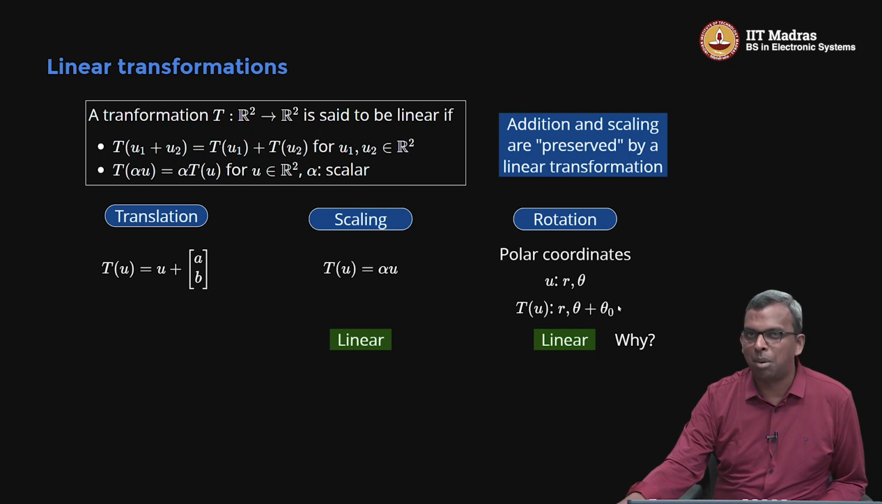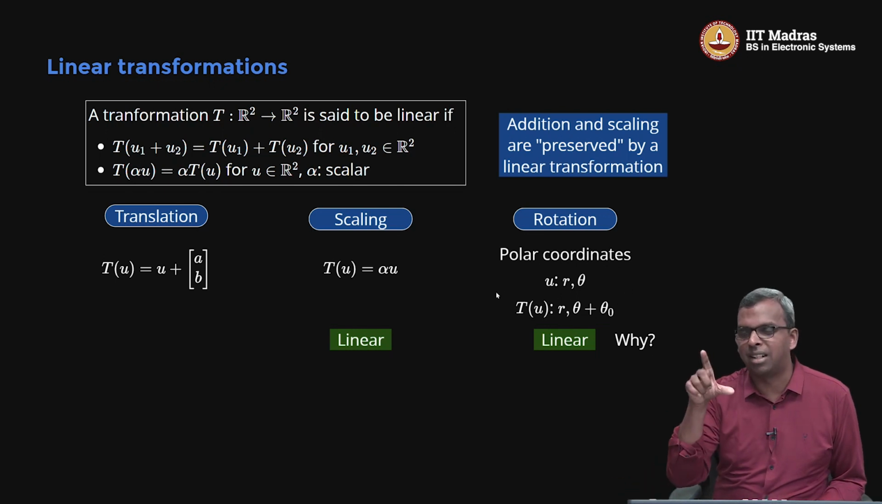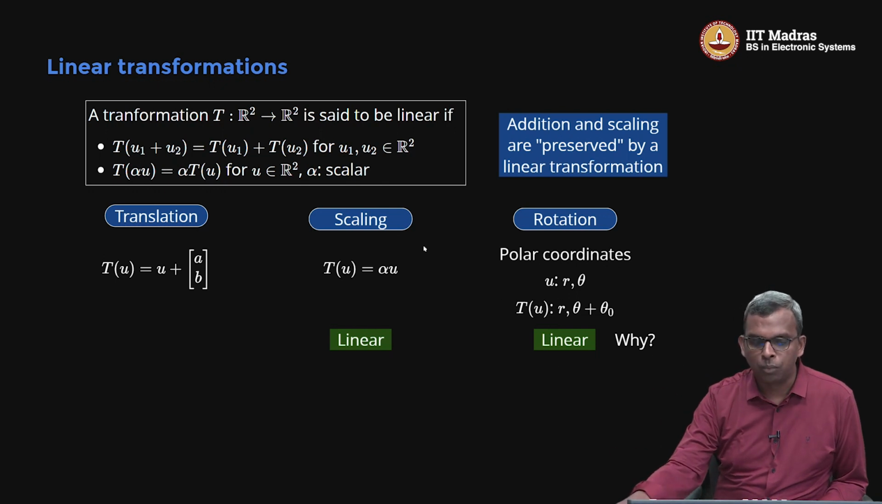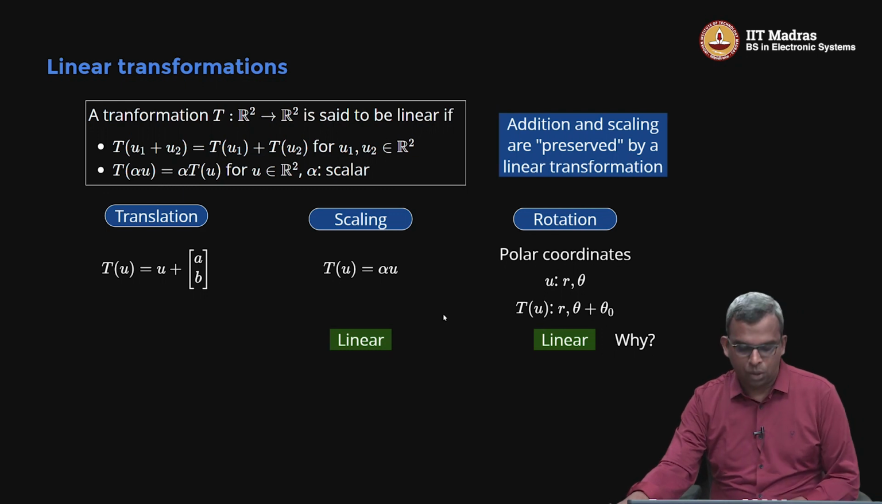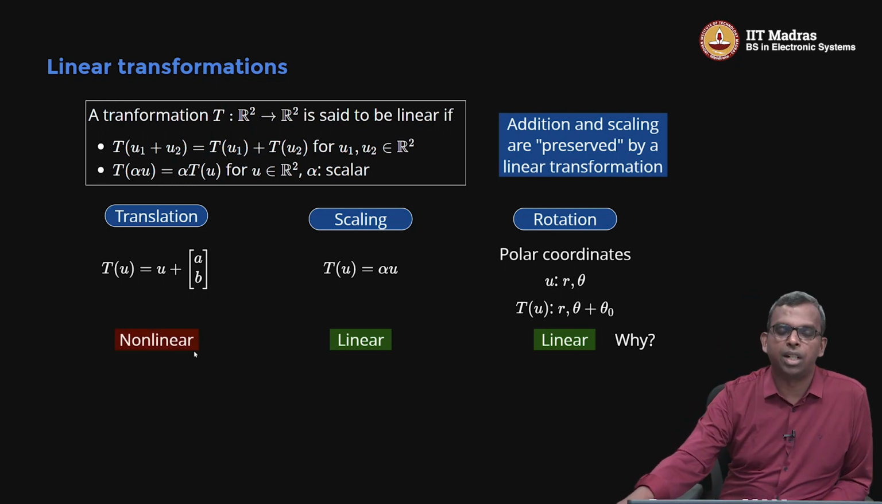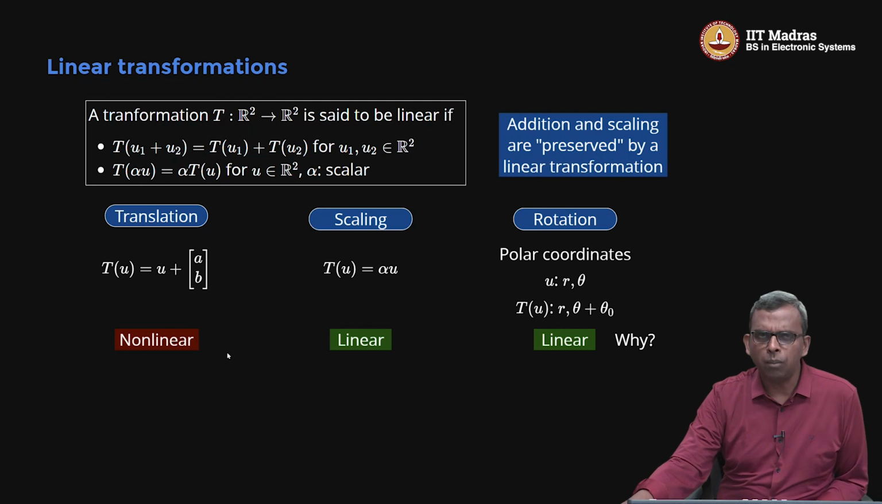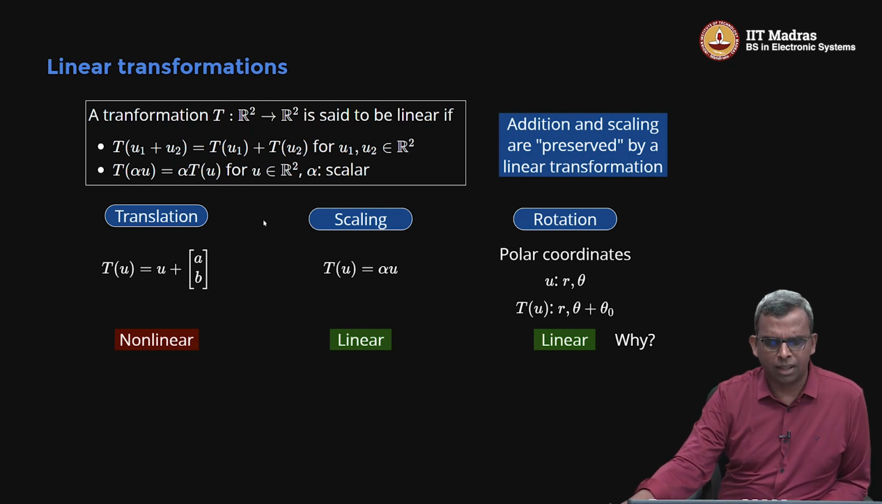And if you scale a vector, maybe scaling is easy to see, right? If you scale a vector and then rotate, you can also rotate and then scale. That's probably easy to prove. But addition maybe is a little bit tricky, but you can prove it. Interestingly, it turns out the translation is not a linear operation. You can see why that is true.